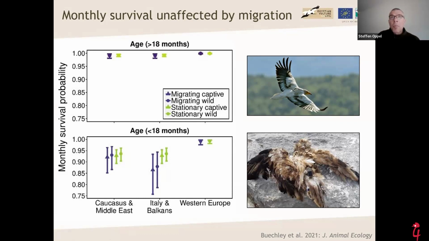So in Western Europe, that's the population that has a very straight and short migration route, which is very easy to find even for juveniles. We also see no difference between the migrating and the stationary birds, but in Italy and in the Balkans, so in Eastern Europe, where the birds have to migrate around the Mediterranean Sea and they have to find a way where they don't fall into the sea. For those birds, we actually see lower survival during migration than during stationary periods, simply because their migration is so complicated.